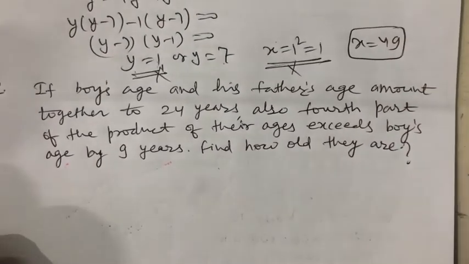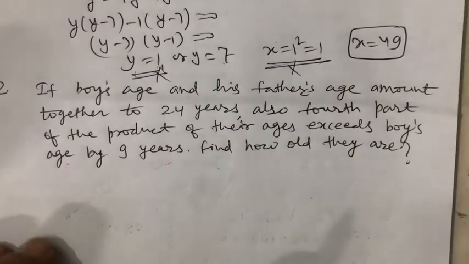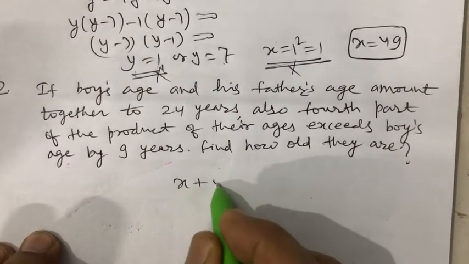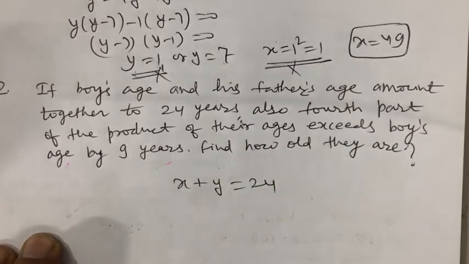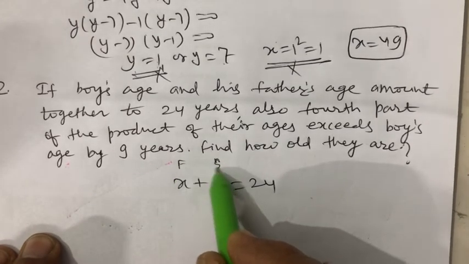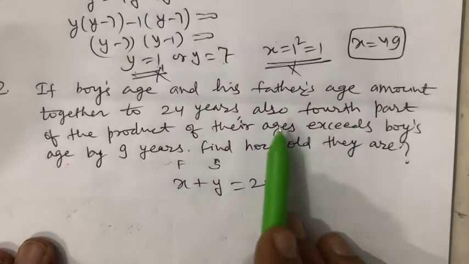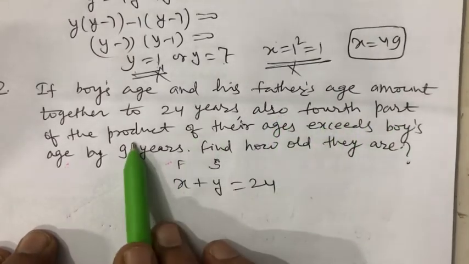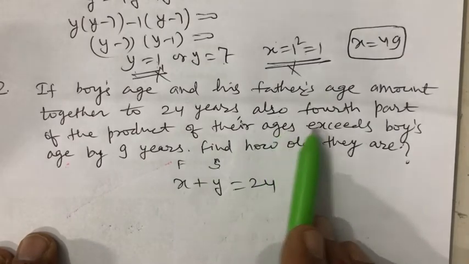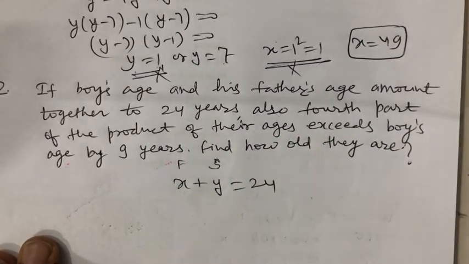one more. If boy's age and his father's age amount together to 24 years, this means x plus y is 24. Let the father's age be x, son's age be y, then their summation is given as 24. Also, the fourth part of the product of their ages exceeds boy's age by 9 years. Find how old they are.